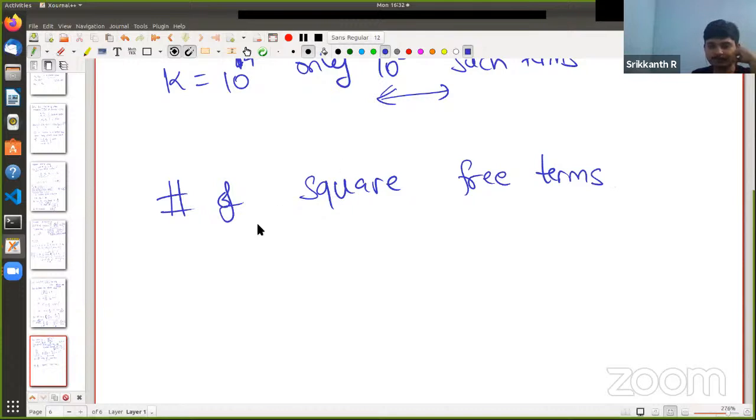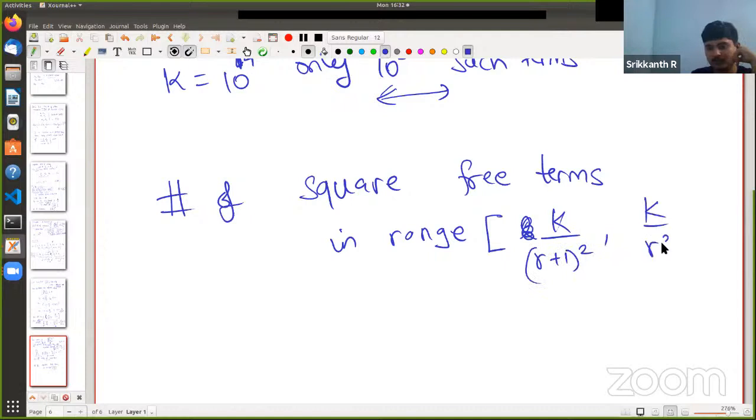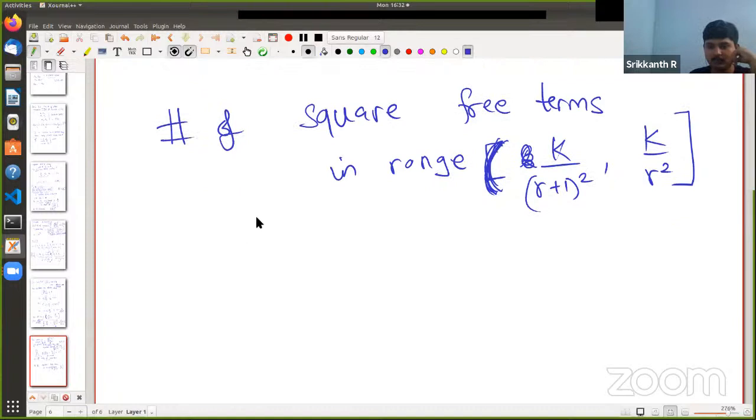Terms in the range k by (r plus 1) squared to k by r squared. Another way to think about this is the number of square free terms which, when multiplied with r squared, are less than k. And we can calculate this number with these sums by inclusion exclusion.